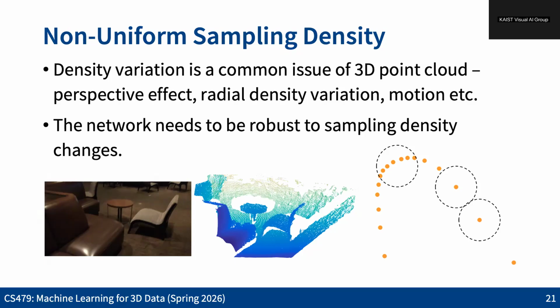So that basically involves a question: how should we design the hierarchical architecture of PointNet++ in a way that it becomes more robust to these sampling density changes? For that, there are a bunch of practical ideas.